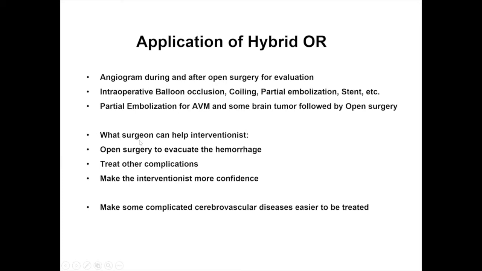Also in the hybrid OR, the neurosurgeon can help the endovascular colleague. So if something happens, like bleeding during the embolization, we can do open surgery, and we don't need to move the patient to another room. And also we can treat some other complications. I can show you some examples later. And we can make the endovascular colleague more confident. So with this hybrid technique, some complicated cerebral vascular disease can become easier to treat.